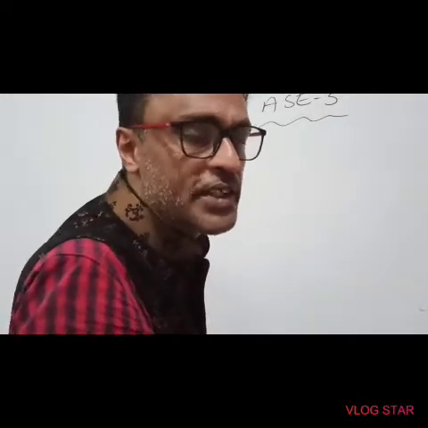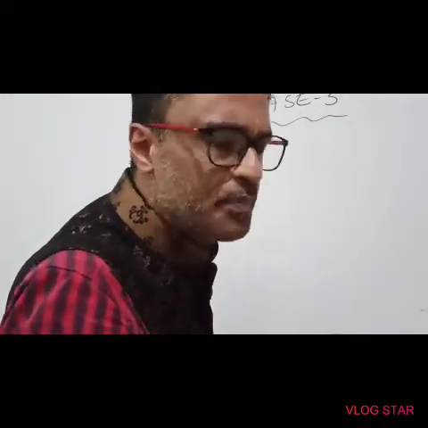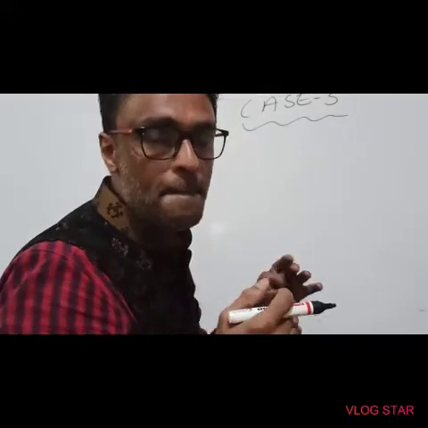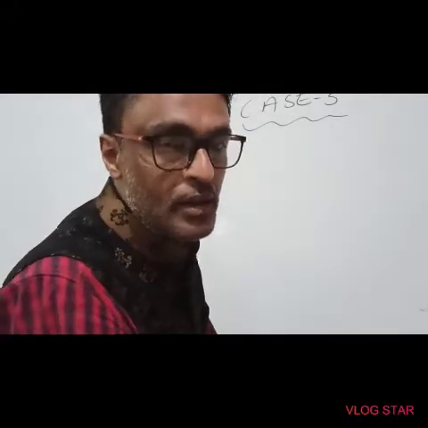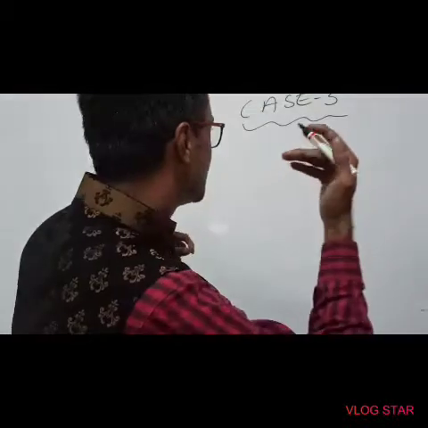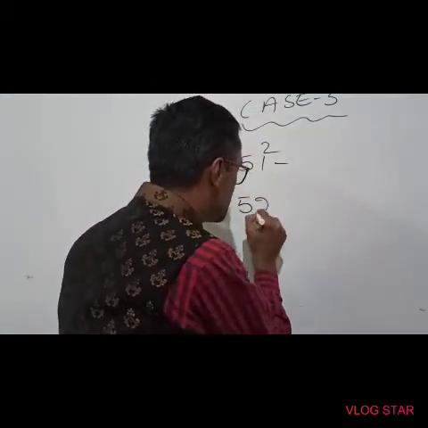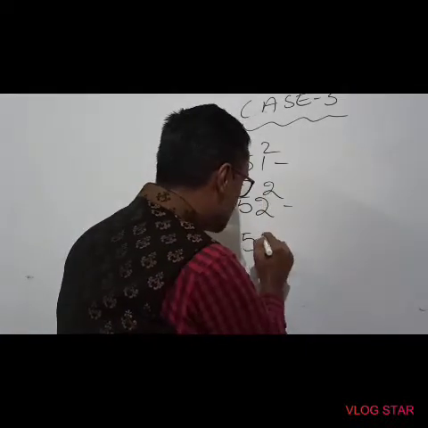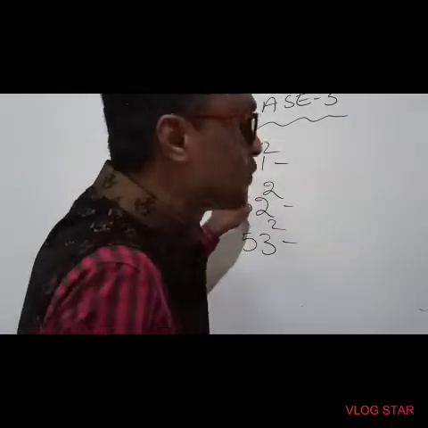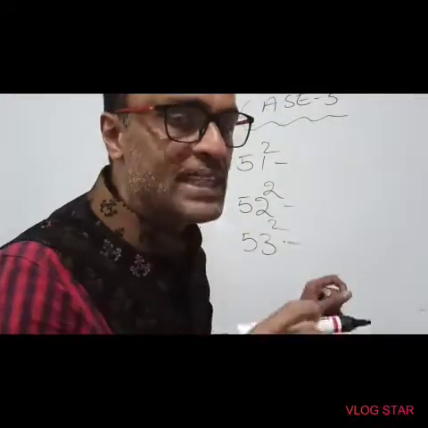For numbers which are near to base, 50 is the base, 100 is the base. For numbers below 50 or after 50, what happens to the numbers? Okay, let's take the example 51 square, or 52 square, or 53 square. For 51, 52, 53, 50 is the base.